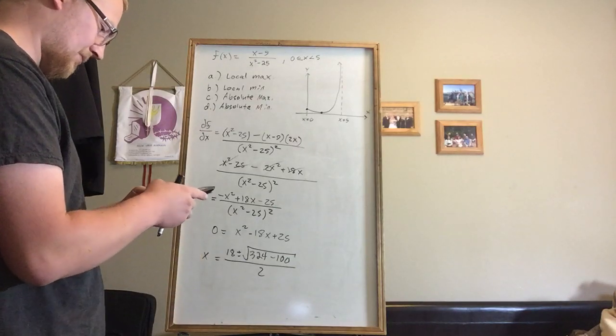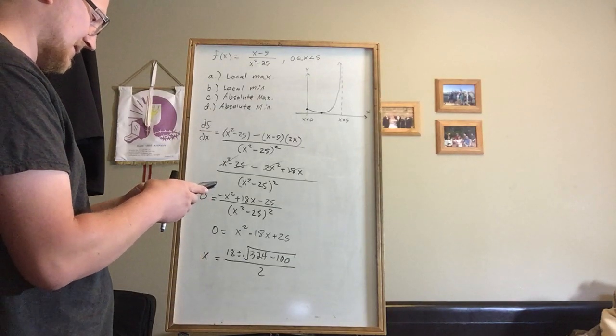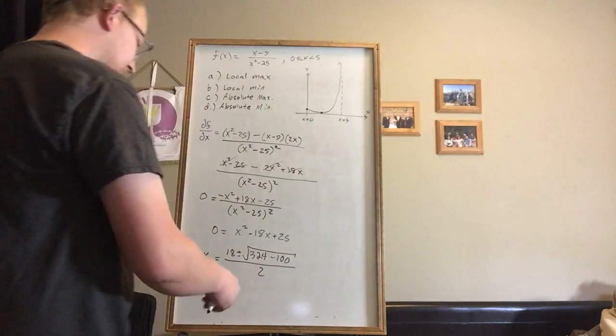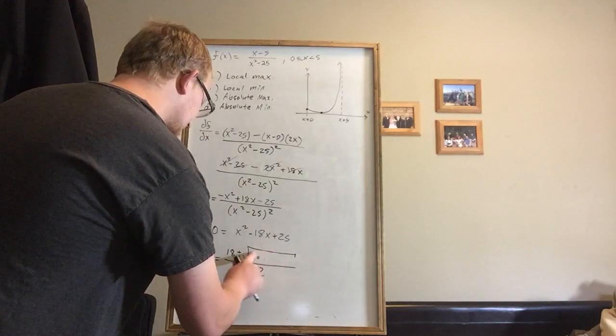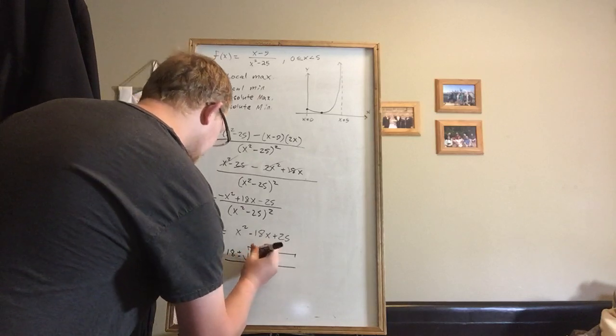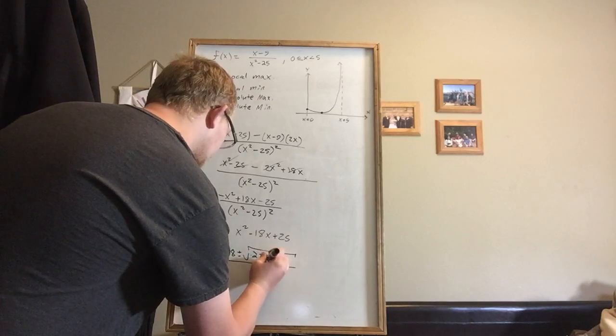And so 324 minus 100 is a positive 224, which is good. That's a positive number, so there's no complex numbers. So now this is 224.